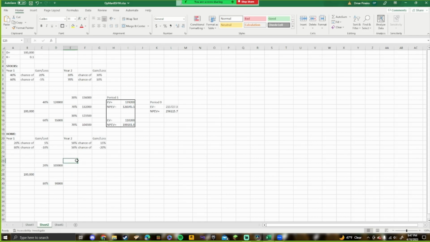Now we have to do our year 2 values, which is 50%, 50%, 50%, and 50%. Now for this top value, it's the value directly before it. So you have your 100,000 right here. Multiply that by 1 plus the possible gain or loss of that area. In this instance, it's a 15% gain.